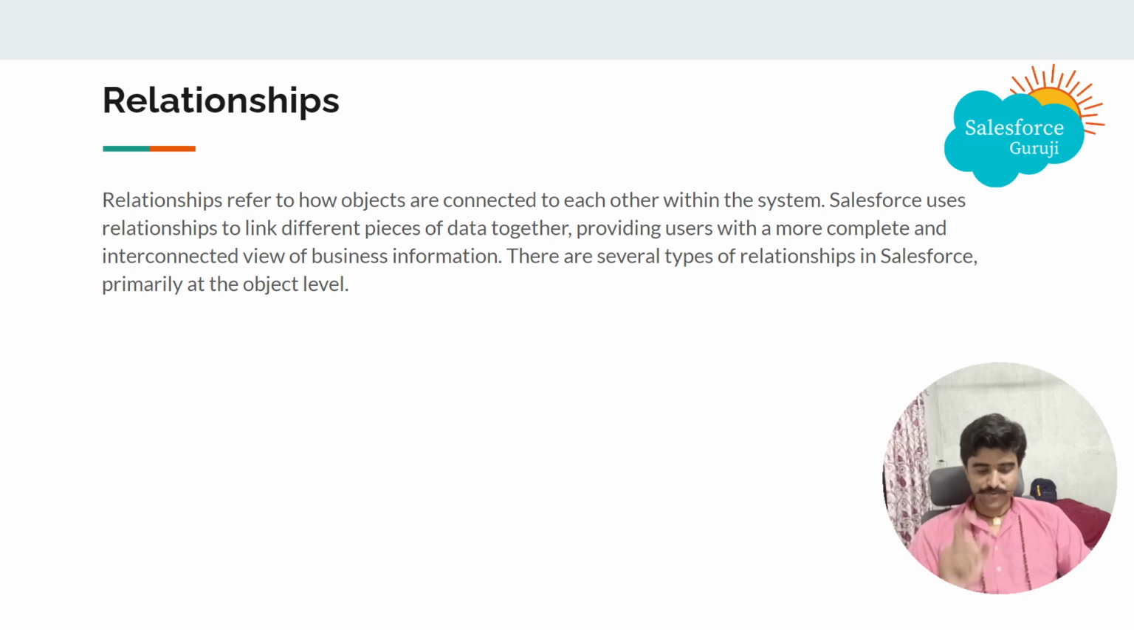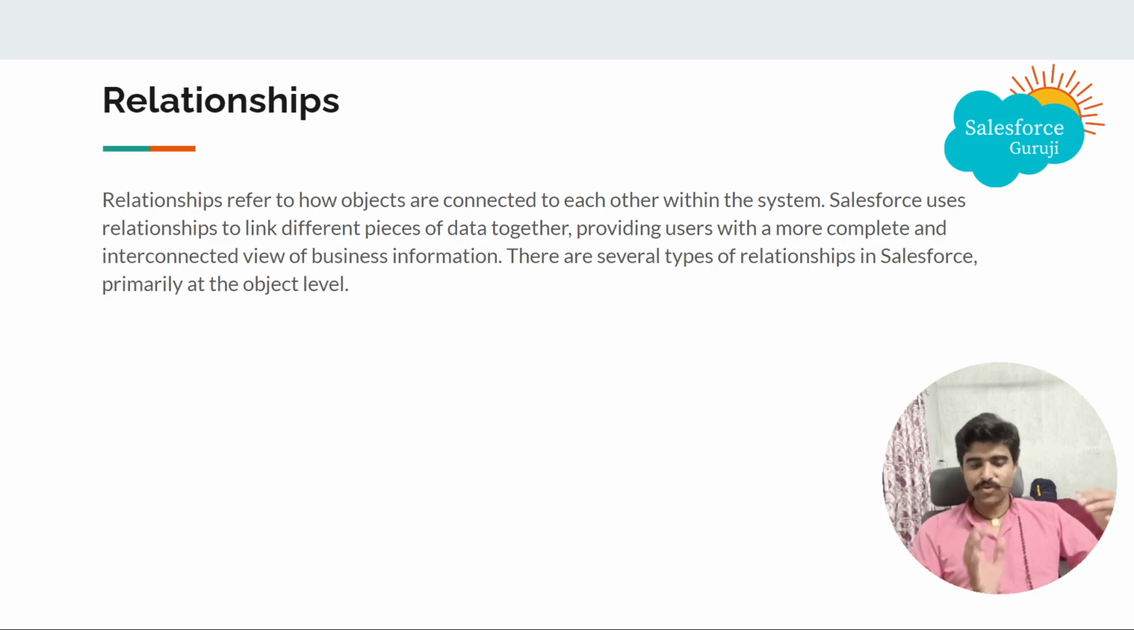But the very important thing that we need to understand is what actually relationships are. Relationships are nothing but connecting different objects or data in a single view or entity, basically. So let's take an example. Let's say we have a company, and under that company we have some employees. If you are a developer, then you can relate to this.